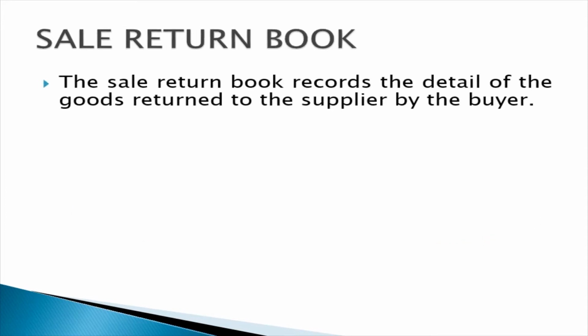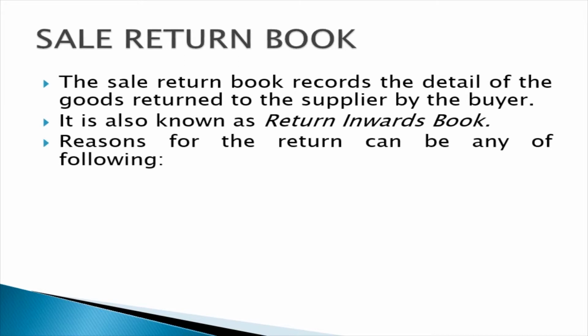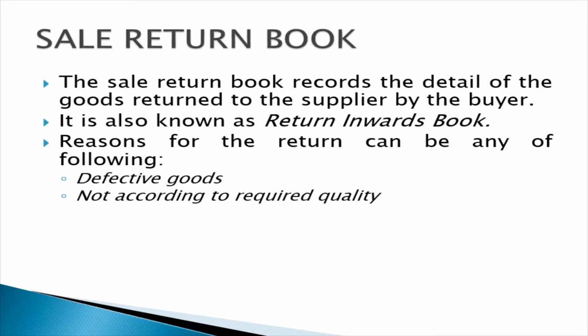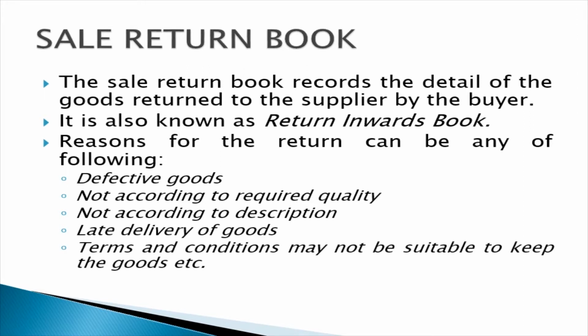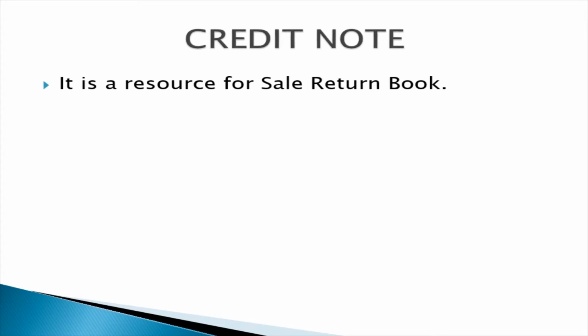And the next book in the list of subsidiary books is Sales Return Book. The Sales Return Book records the details of the goods returned to the supplier by the buyer. It is also known as Returns Inward Book. Reasons for the return can be defective goods, not according to required quality, not according to description, late delivery of goods, terms and conditions may not be suitable to keep the goods, etc. As we discussed before, debit note is the resource for purchase return book. And on the other hand, credit note is the resource for sales return book.